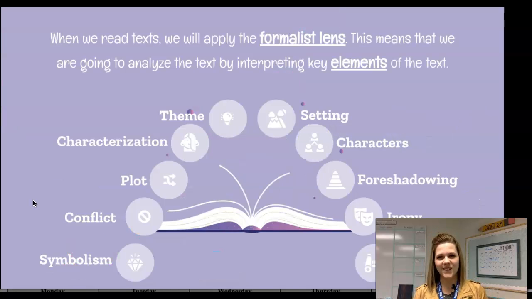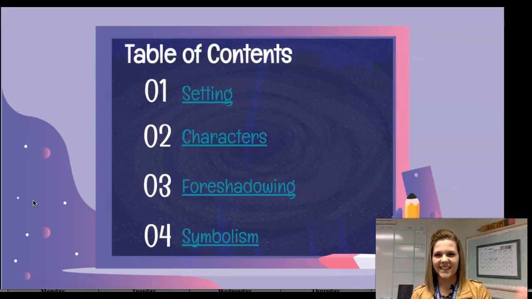Over the course of this unit, we have been looking at the elements of literature because we have been applying the formalist lens. That simply means that we are analyzing stories by interpreting the key elements of the text. So we have already talked about things like conflict, plot, characterization. We've talked about point of view, theme, and irony. And today we're going to be talking about setting, characters, foreshadowing, and symbolism. Like I said, these are the four elements that we'll talk about today.